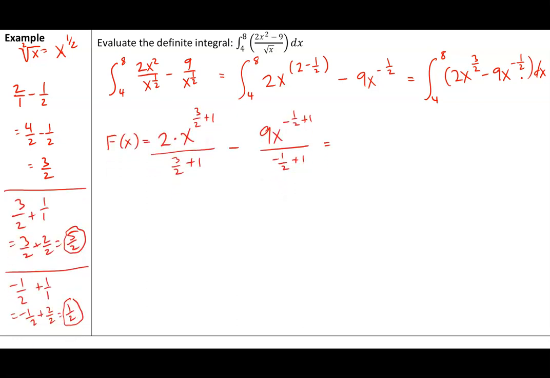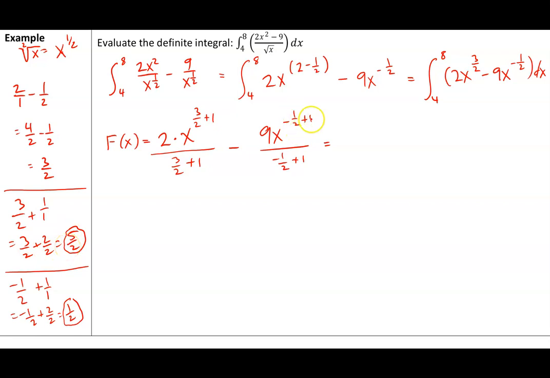The power rule of integrals is going to be, you have your n value, which is 3/2, so it'll be n plus 1, which is 3/2 plus 1 over 3/2 plus 1. Here the n value is negative 1/2, so we have negative 1/2 plus 1 over negative 1/2 plus 1. On the side here, I did the calculations for the fractions. So if you have 3/2 plus 1, we need to convert this into a denominator of 2. So we have 3/2 plus 2/2, which is 5/2.